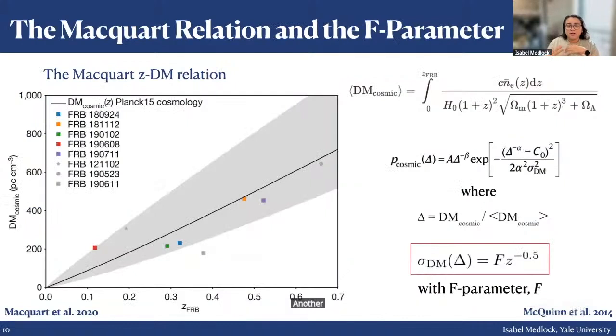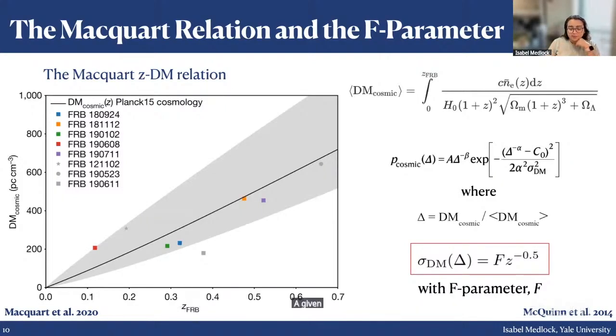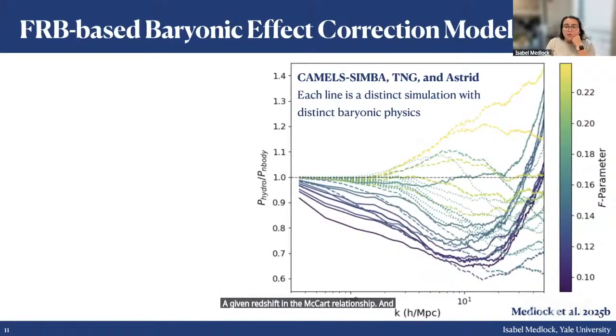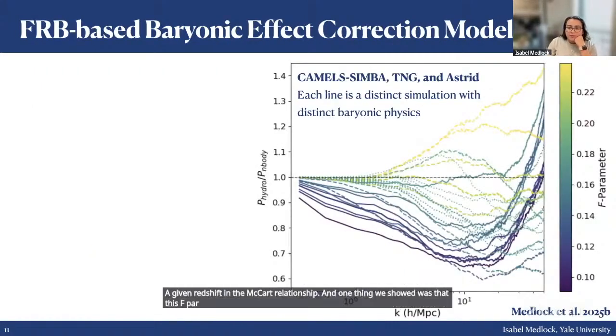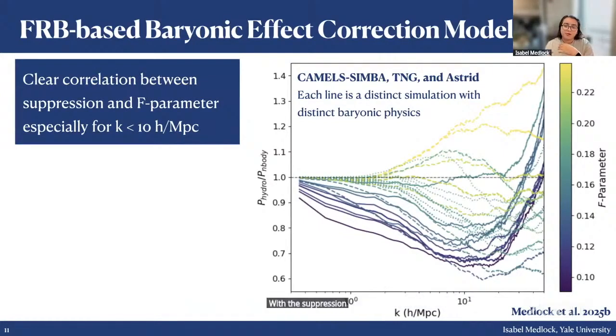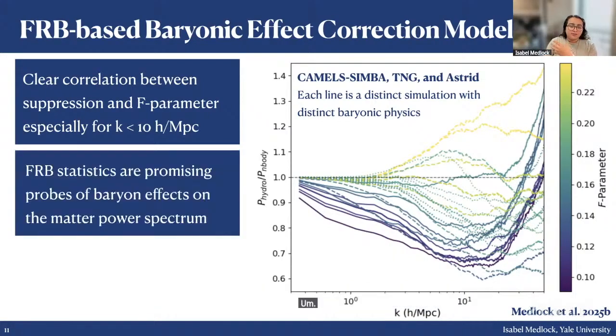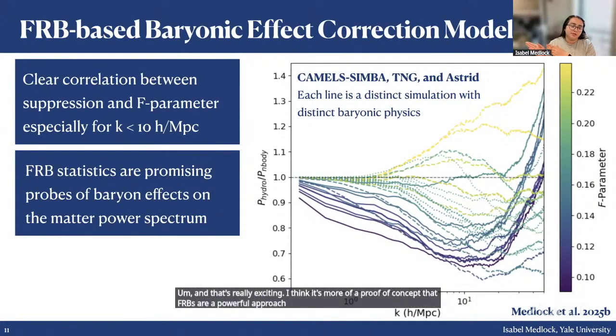Another thing I worked on more recently was looking at the F parameter, or basically the spread at a given redshift in the Macquart relationship. And one thing we showed was that this F parameter pretty tightly correlated with the suppression in the matter power spectrum due to baryons with respect to if the matter power spectrum was only dark matter. That's really exciting. I think it's more of a proof of concept that FRBs are a powerful approach to potentially doing this in the future.